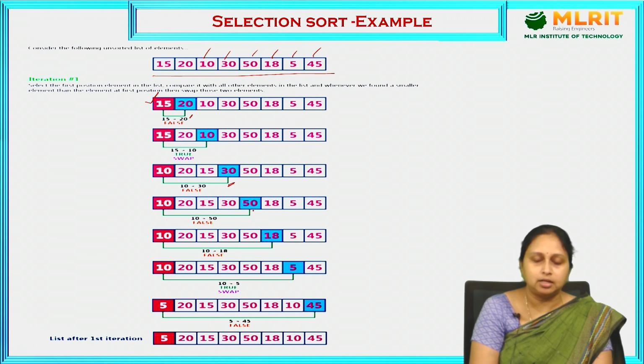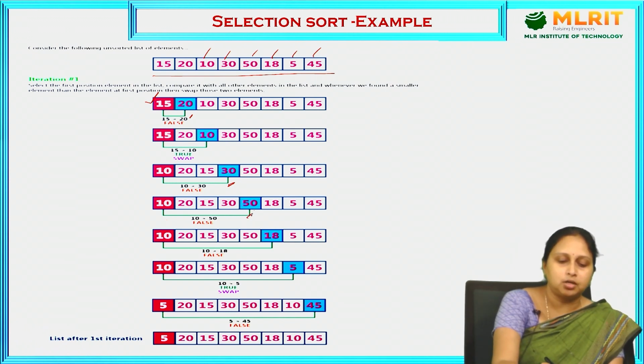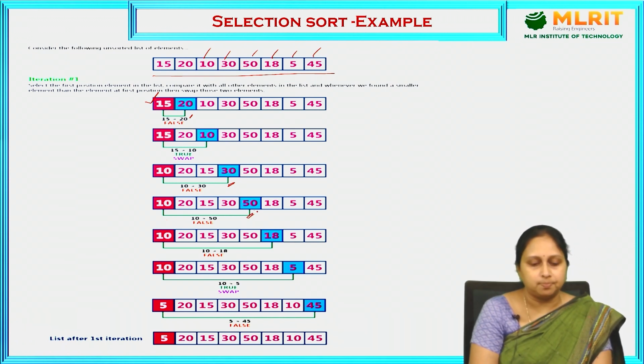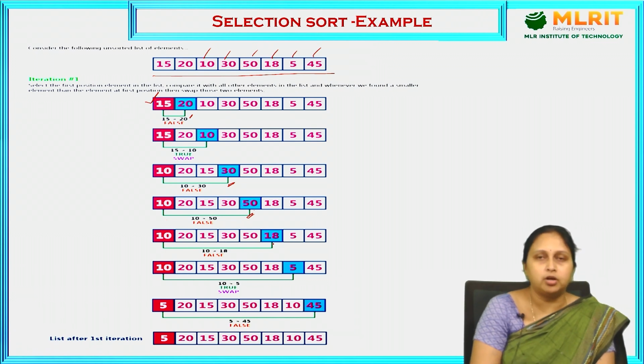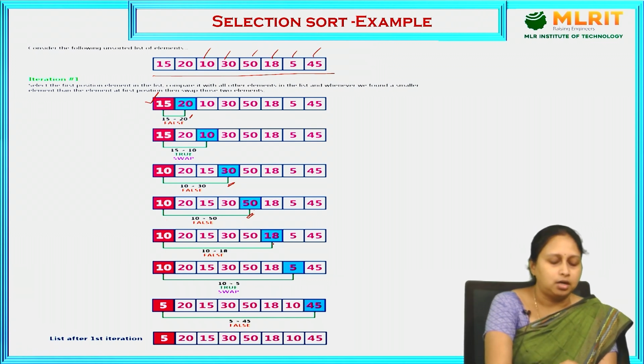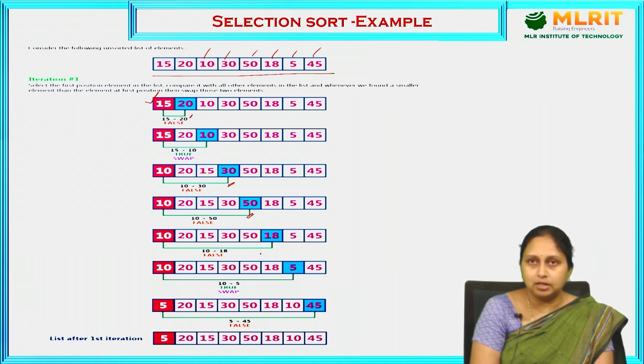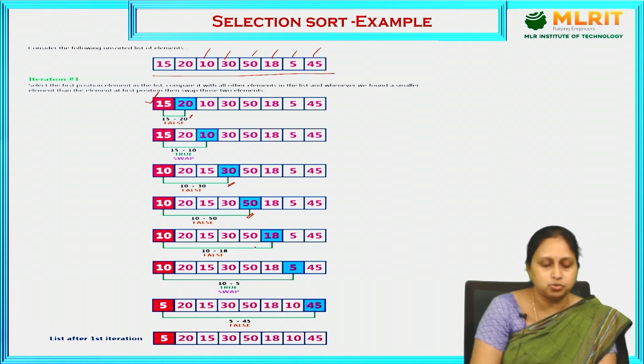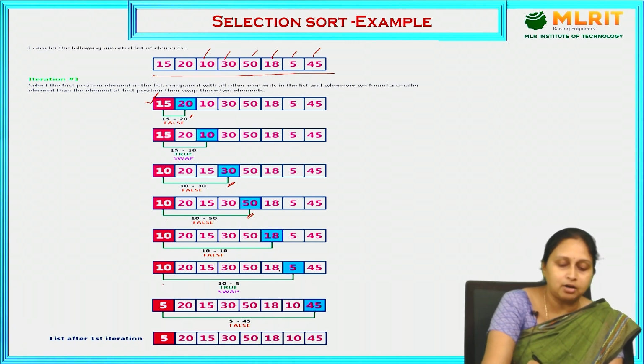No, again 10 is the smallest element, so we are not going to do any swapping. Now 10 and 18 are going to be checked. Yes, 10 is not less than 18, so we are not going to do any swapping. Now you compare 10 and 5.